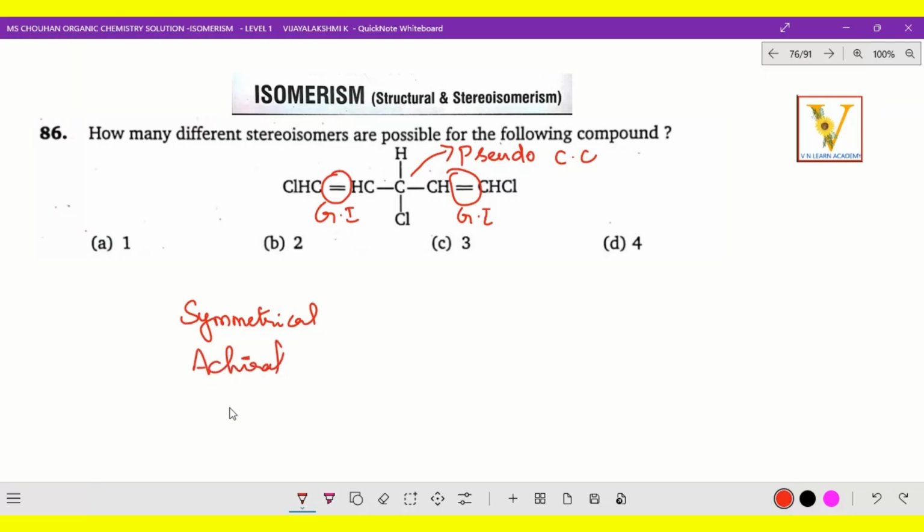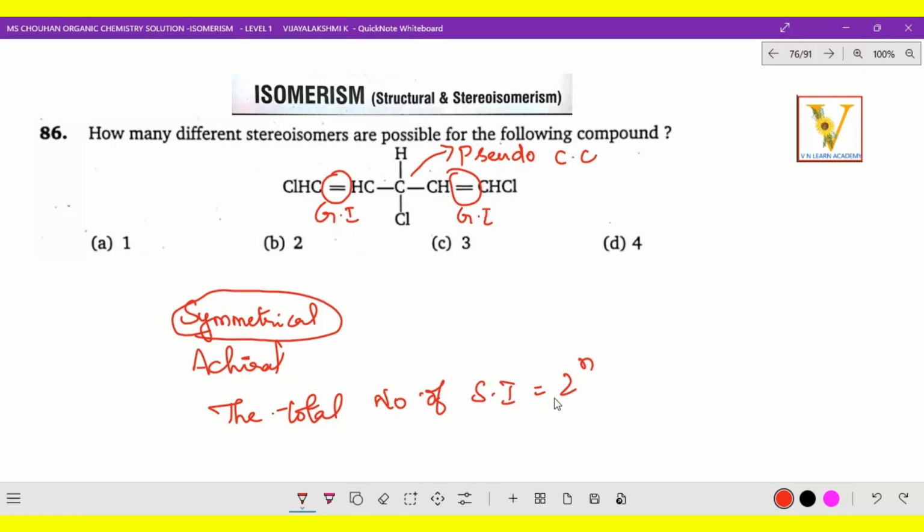So here the total number of stereoisomers is 2 to the power of n. Why are we using this formula? Because it is symmetrical, we use 2 to the power of n, where n is only these two, so n equals 2. So 2 to the power of 2, you get 4. You will get cis and trans on this side and that side, so 4 you will get. Hope you got the clarity. Come on, let's go to the next question.